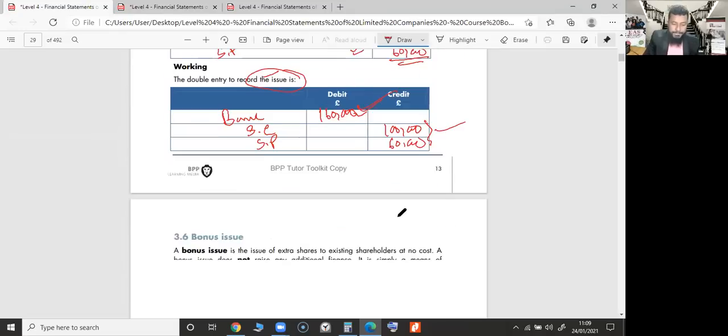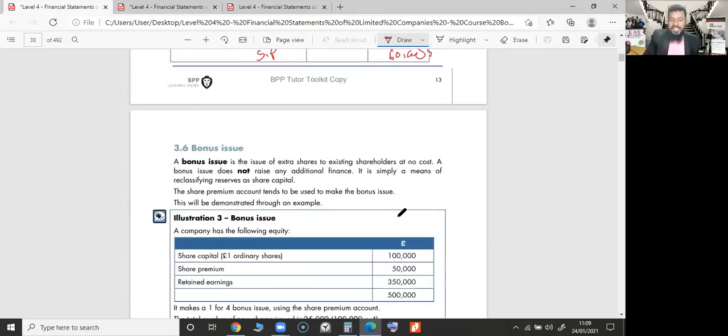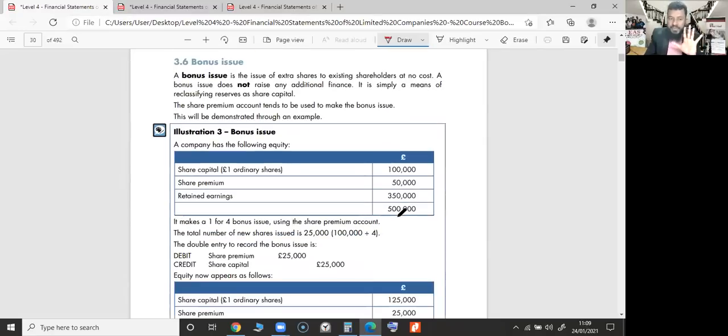Easy, yeah? I hope you're enjoying it. Let's enjoy a little more, something called bonus issue. Now we have learned share issue at premium. Now we're going to talk about bonus. 5 minutes I'm going to spend here. Bonus is a free share issue, free issue of shares.